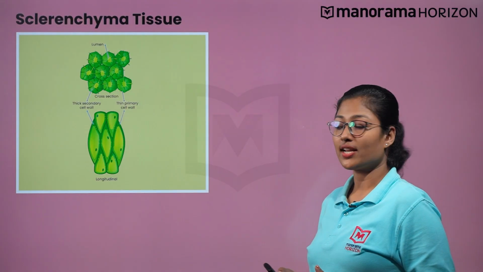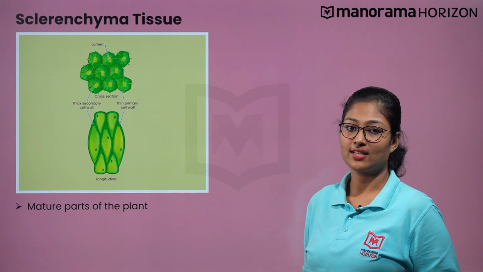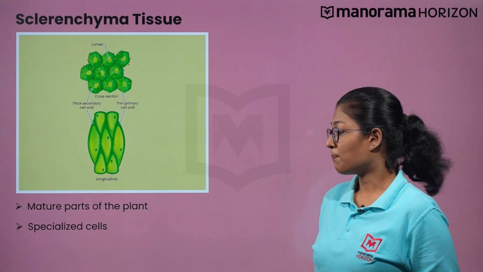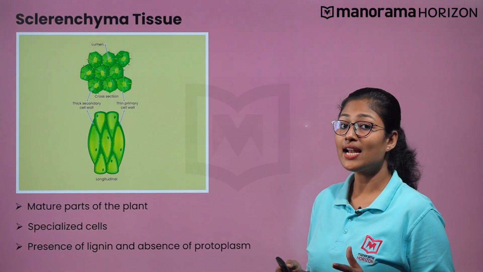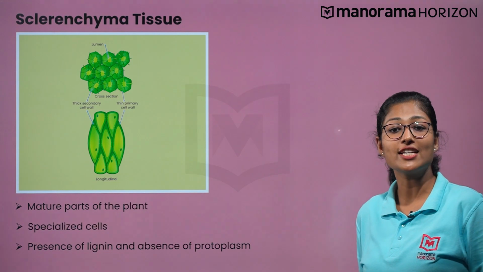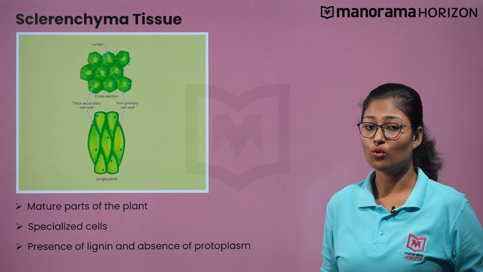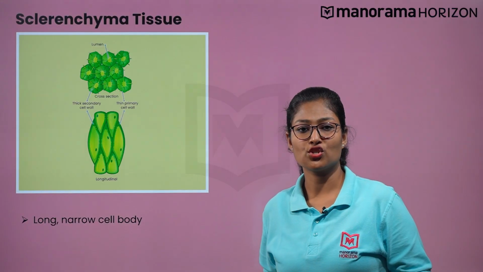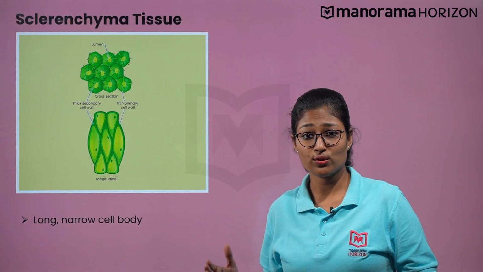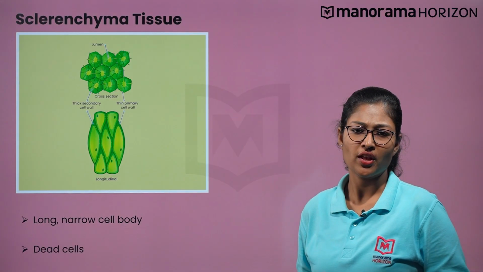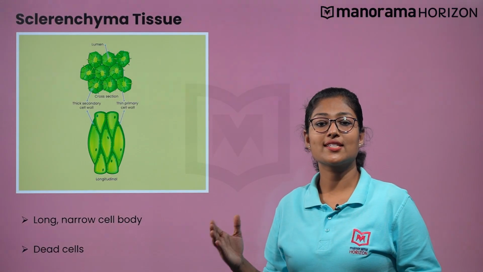Sclerenchyma is found in the mature parts of the plant. They are generally specialized cells. The presence of lignin and the absence of protoplasm are other features of these cells. So, what do they look like? As you can see in this image, they are long, narrow cells that are usually dead in nature. Now, let us check its different types.